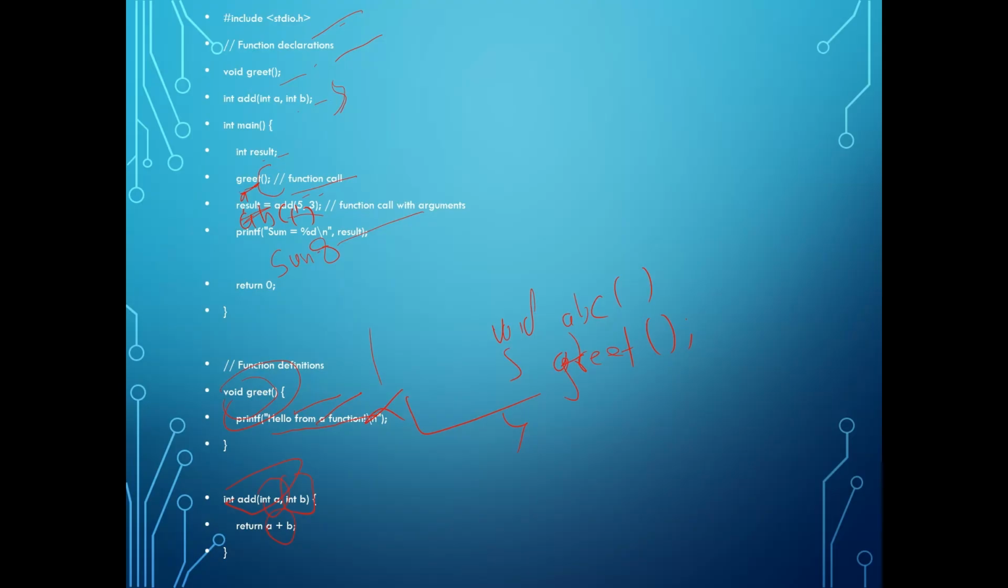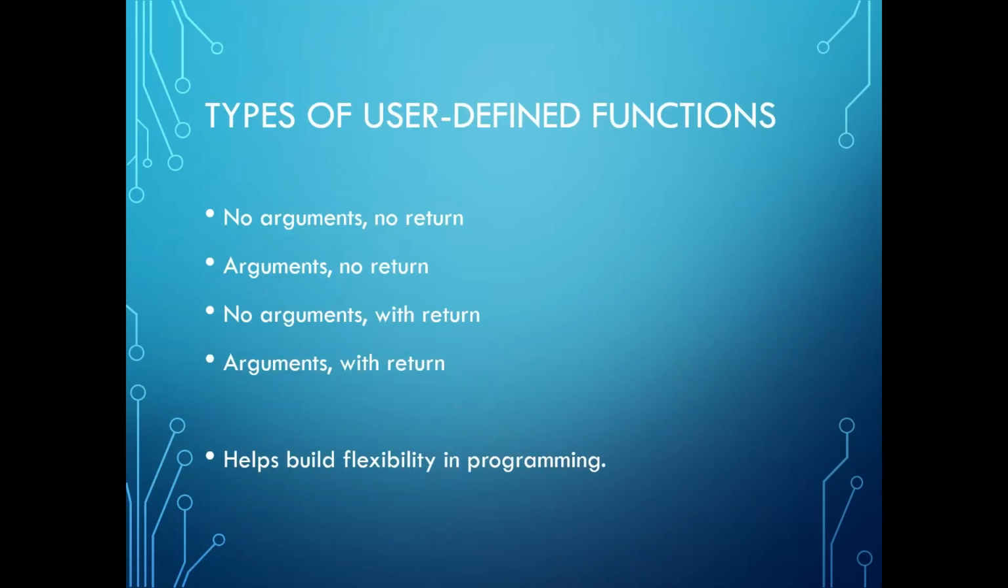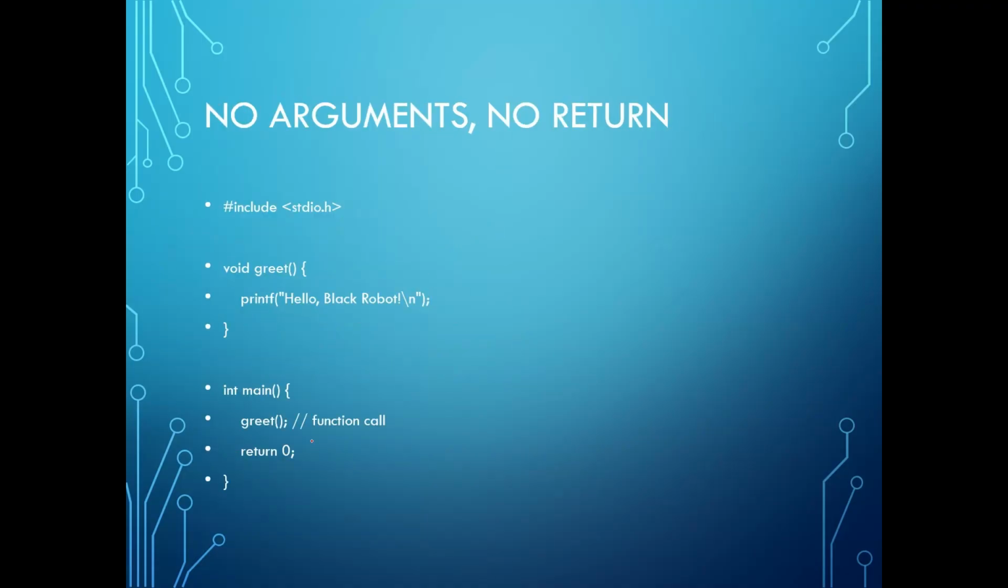Now, how user-defined functions return: we will talk about no argument with no return, arguments with no return, no arguments with return, and arguments with return. So these are the four types you are seeing here. It helps build flexibility into the programming. So no argument, no return: how do you call it? You initialize with int main, then call the function where you are just printing. You are not returning anything, and you are also not passing any argument. That's why it is no argument and no return.